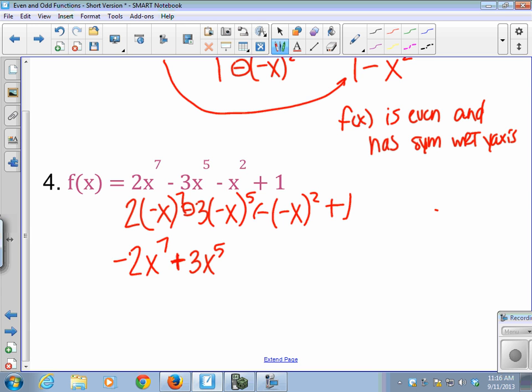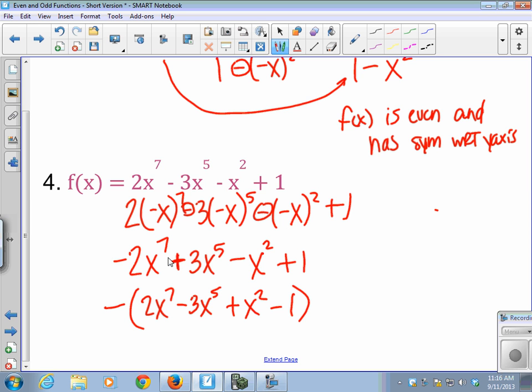Now right here, this negative stays for now, but when I square this negative x, it's going to go away, so it'll leave me with that, plus 1. Now we've got a negative in the front, so I need to factor it out. So 2x to the 7th minus 3x to the 5th plus x squared minus 1.